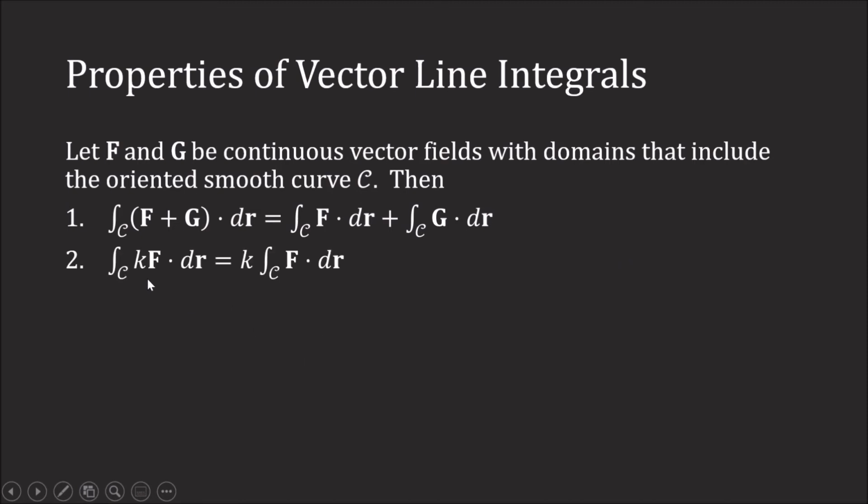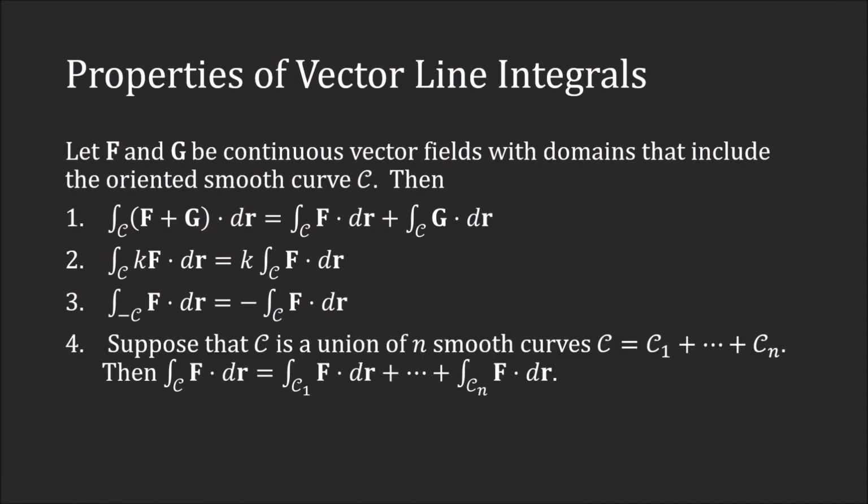The integral along c of k f dot dr is k times the integral along c of f dot dr. So you can pull scalar constants out of the integral. The integral along negative c of f dot dr is the negative integral along c of f dot dr. So if you switch the direction of c, you just multiply the result by -1.